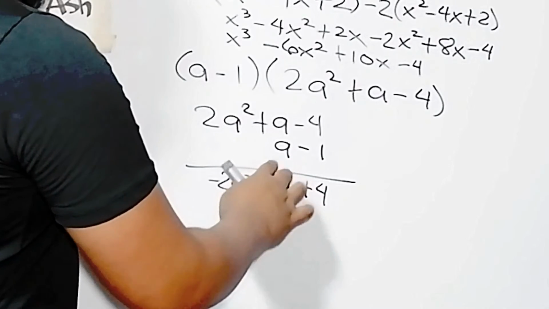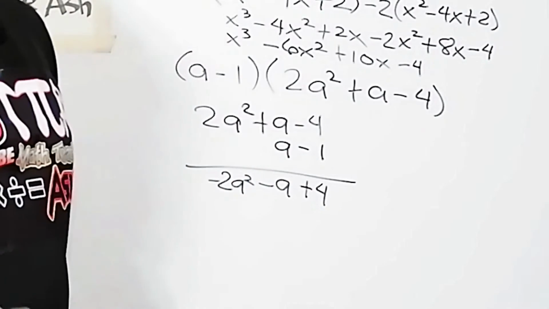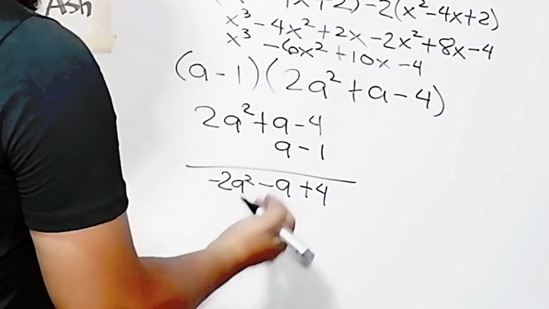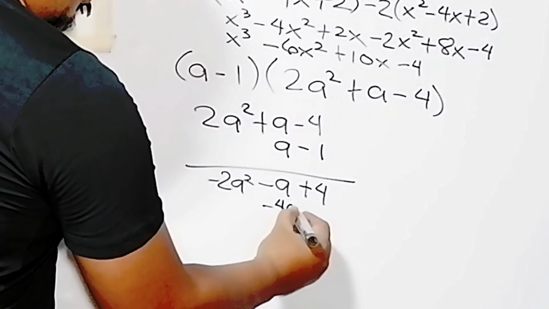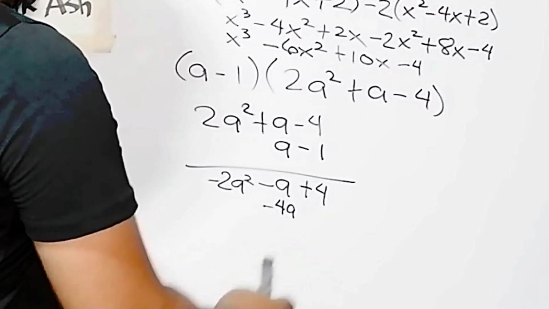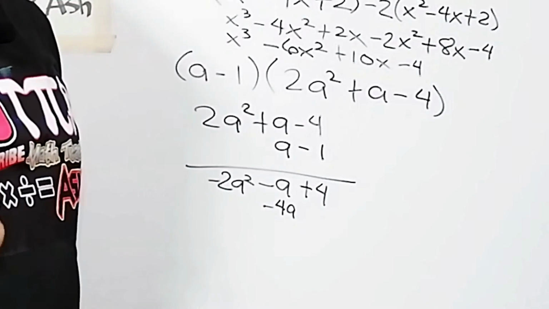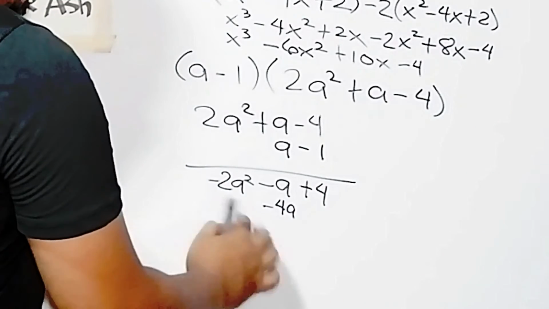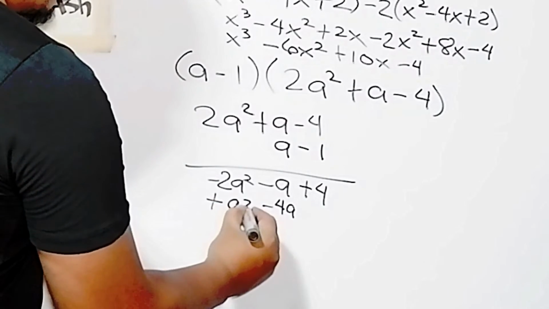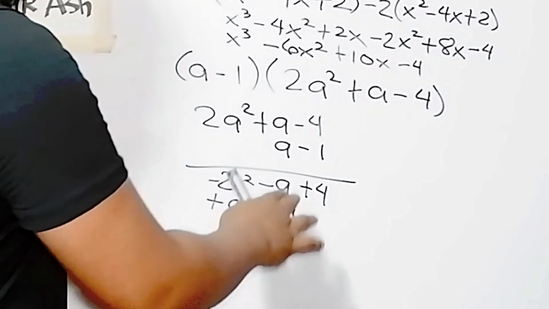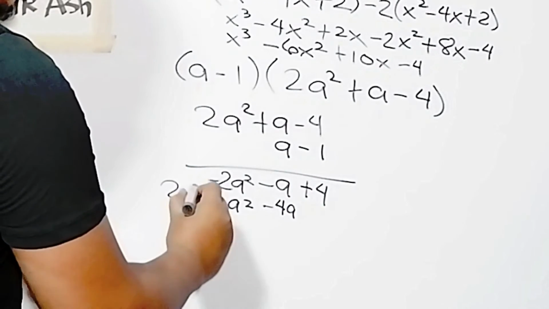Now, going here, we have a times negative 4, so that is negative 4a. Since that is a linear term, you will align it to your linear term. That is negative 4a. We have here a times a, that will give you positive a squared. And we will align them here, so that is positive a squared. And finally, we have a times 2a squared, that will give us 2a cubed.